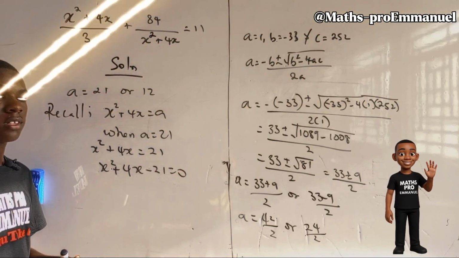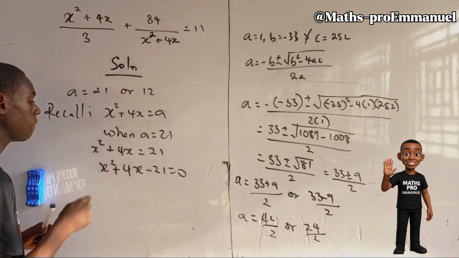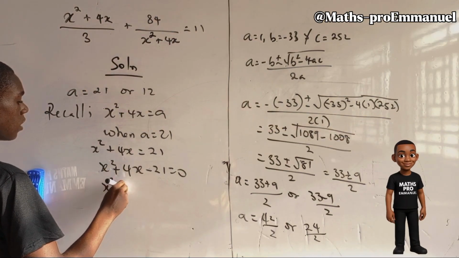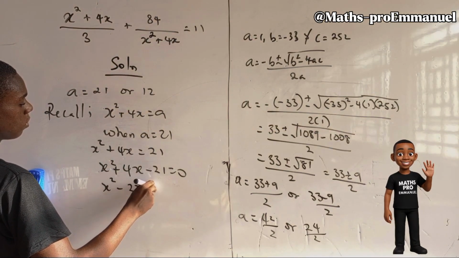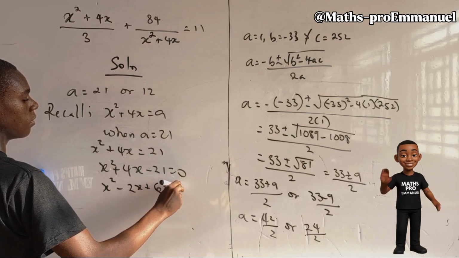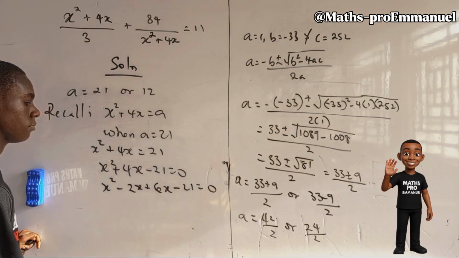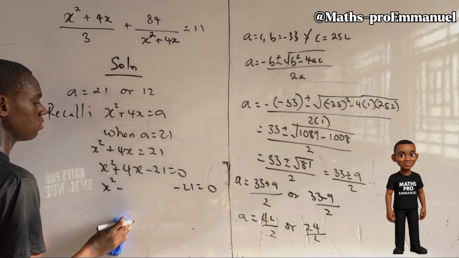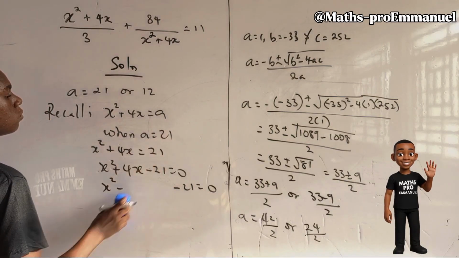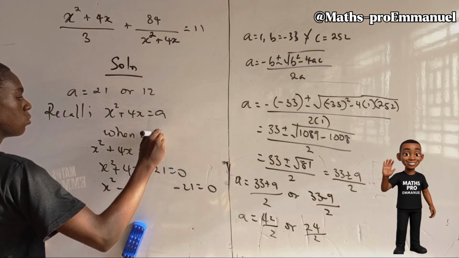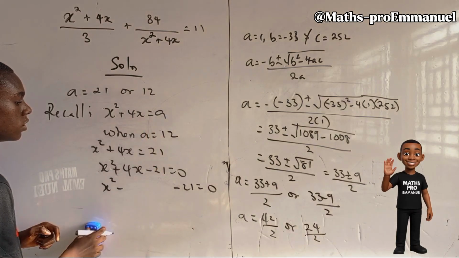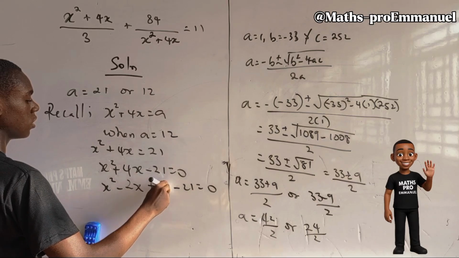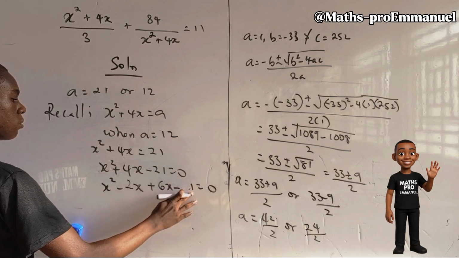You have still gotten another quadratic equation. So now solve this equation and get the two values of x. So using the factorization method, x squared minus 2x plus 6x minus 21 will be equal to 0. Sorry, these two values won't work. Okay, let me start with when a is equal to 12. Let me start with 12. When a is equal to 12, here will be minus 2x plus 6x. Here will be 12.